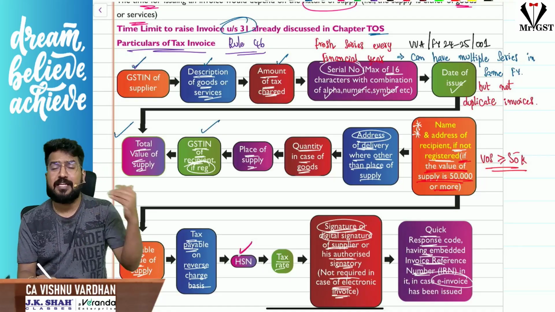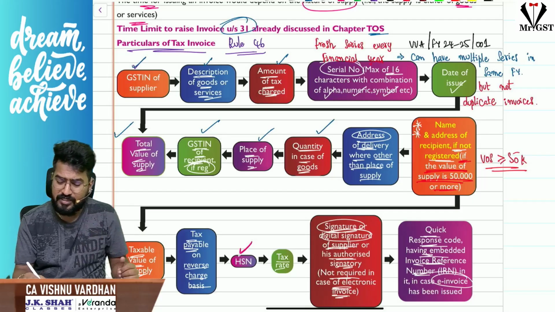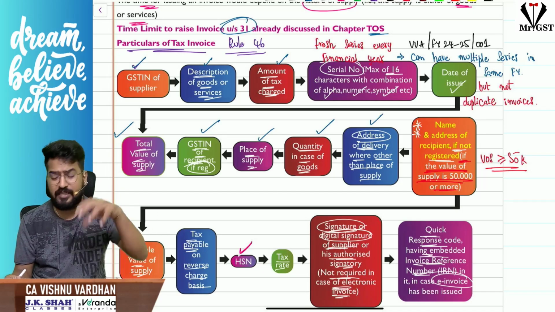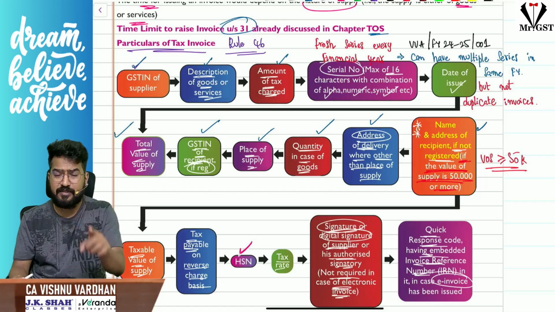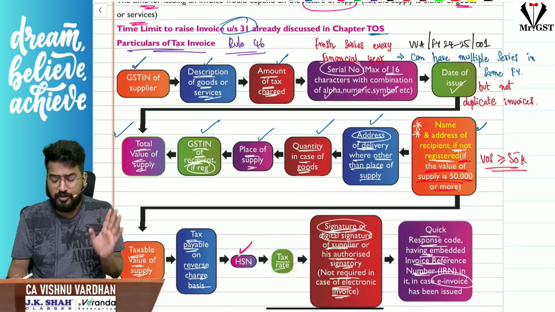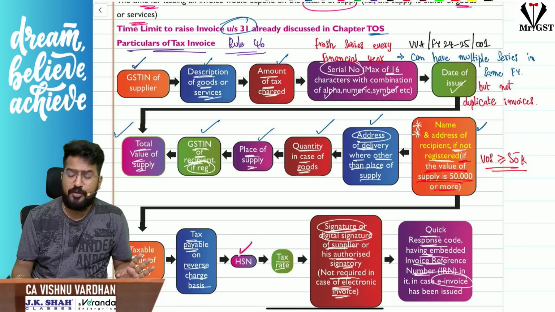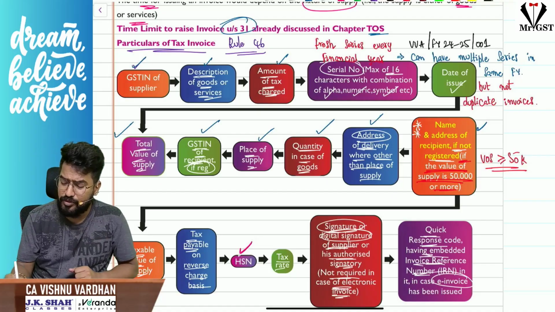The total value of the supply should be there, the GSTIN of the recipient if he is registered, the place of supply, the quantity in case of goods, and the address of delivery, where there is a delivery address other than the place of supply, that you should mention. And this is another interesting point, the name and address of the recipient. If he is registered, definitely you should give that. But if he is unregistered and the value of supply is greater than or equal to 50,000, then you should give the address of the recipient.